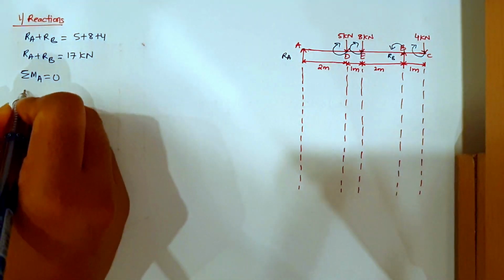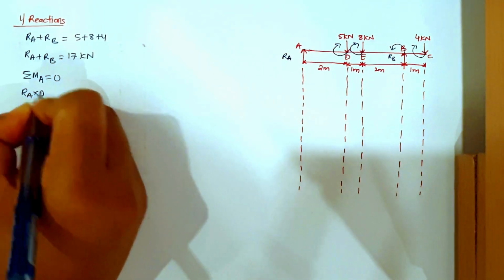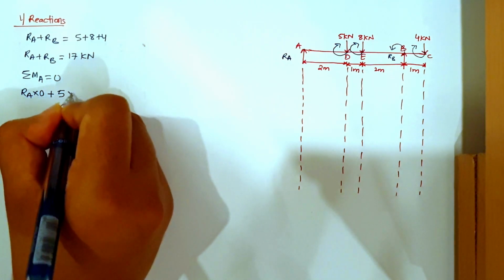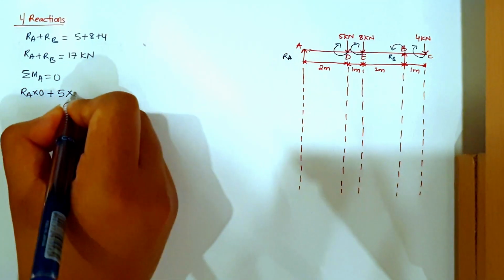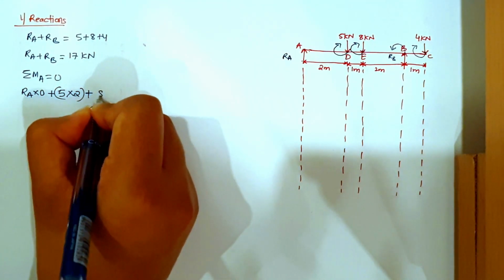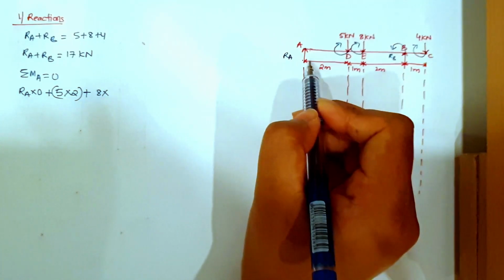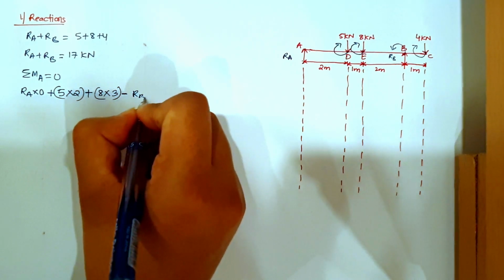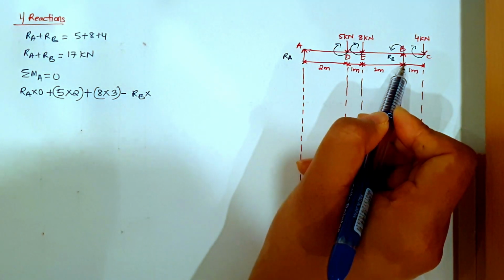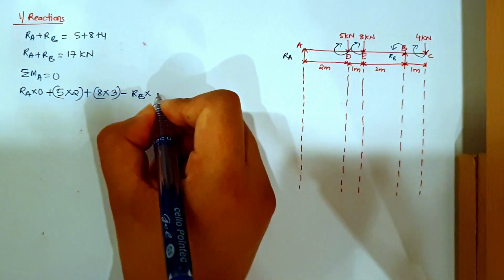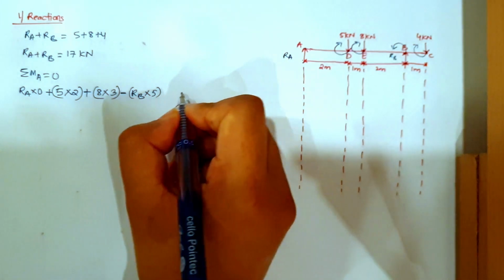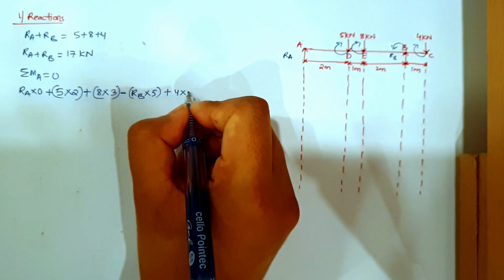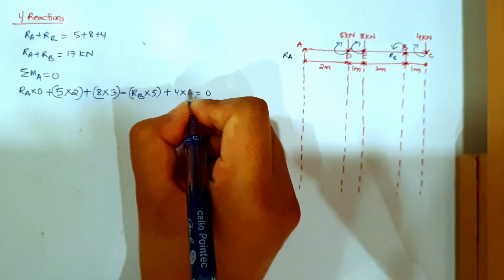So let us see what we'll get. RA into 0, plus, clockwise direction, 5 kilonewton, so 5 into the distance from D to A, which is 2, plus 8 into the distance from E to A, which is 3, minus RB into the distance from B to A, which is now 5 meter. Next I have the 4 kilonewton load going in a clockwise direction, so 4 into the total distance, which is now 6. This will be equal to 0.